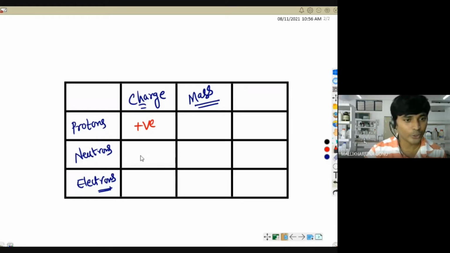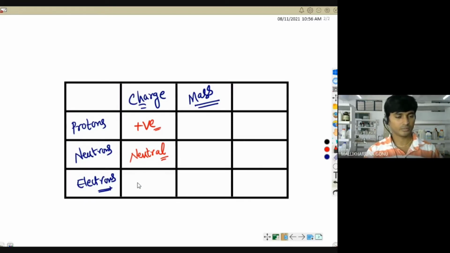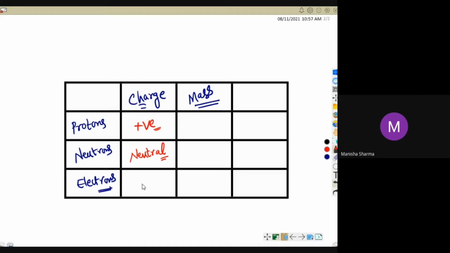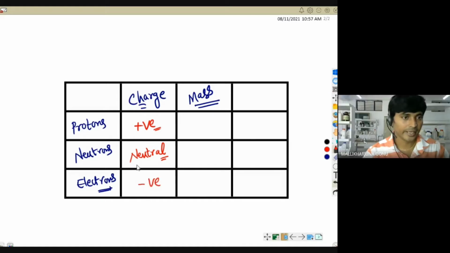Neutrons are the neutral ones. Okay, Manisha, this is neutral. This is a positive charge. This is the neutral charge. And what about electrons, Manisha? Negative, sir. Very good. Protons are positive, neutrons are neutral, electrons are negative.